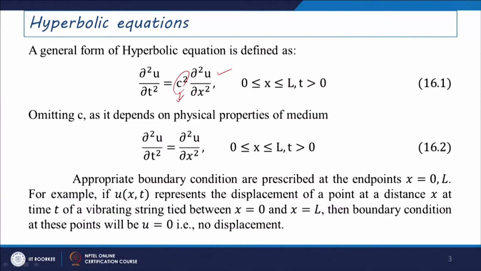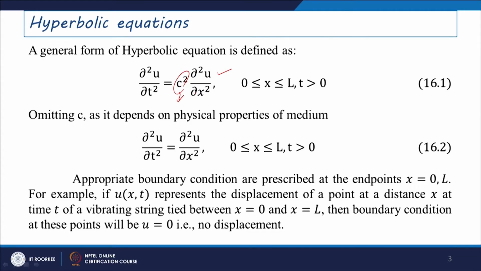If you omit c, since it depends on the physical properties of the medium, we can write this equation in the form del square u by del t square equals del square u by del x square. The domain lies from 0 to L for t greater than 0. The boundary condition requires the end points x equals 0 and x equals L.